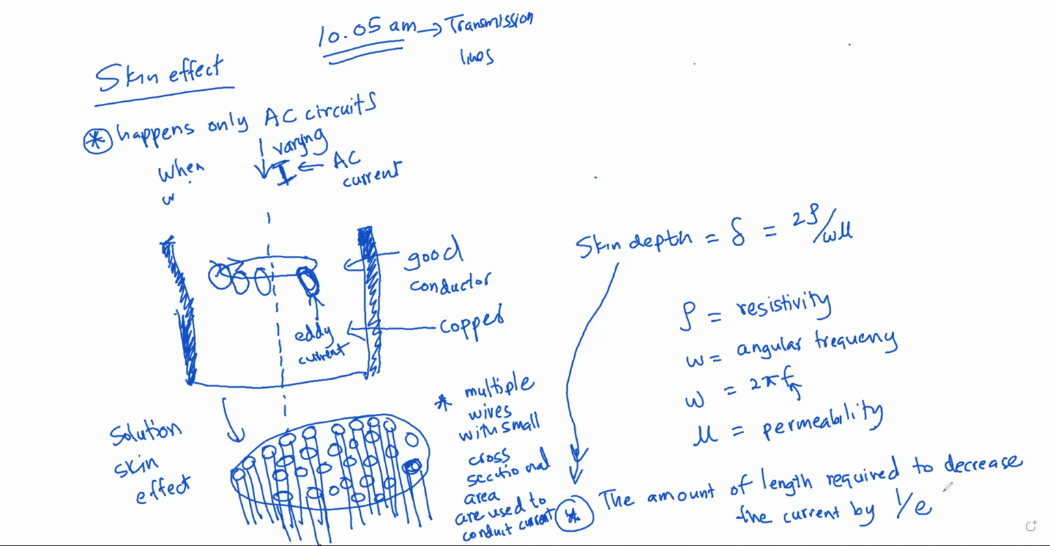E is not the charge of the electron, E is the exponential constant. There is a constant value that is defined for E, which is the exponential constant. Okay, not the charge of the electron. Currently, I don't have the exact value with me, so you can find the exact value for that.